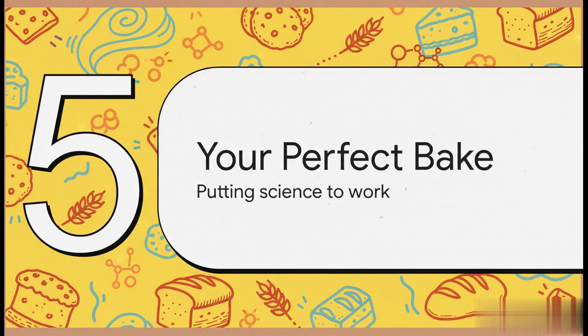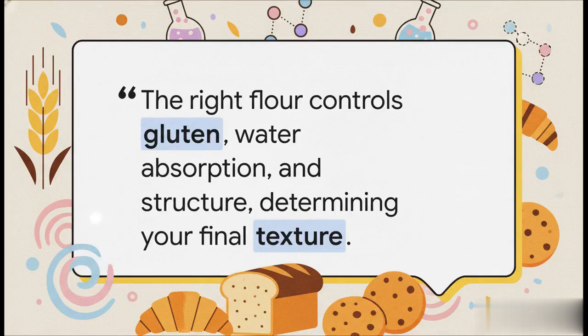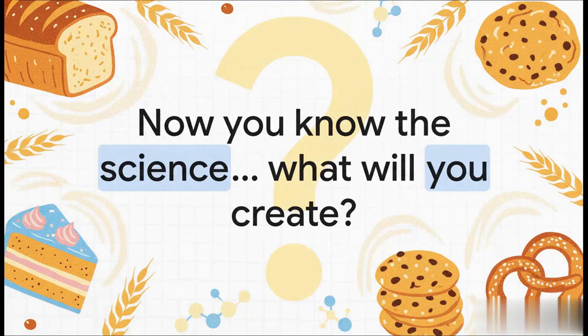So let's bring all of this awesome science together, because once you understand these principles, you're not just baking anymore. You're in control. You can master your recipes and get the exact result you want every single time. If there's one key takeaway from all this, it's this. The right flour gives you control. It controls how much gluten forms, how water gets absorbed, and how the final structure develops. It's all about deciding what you want to create, tender, chewy, flaky, or dense, and then choosing the right scientific tool for the job.